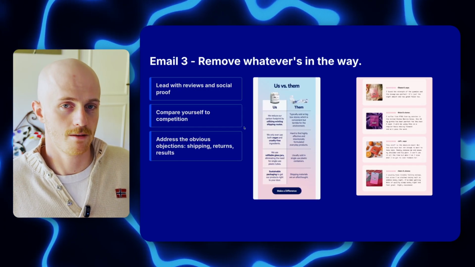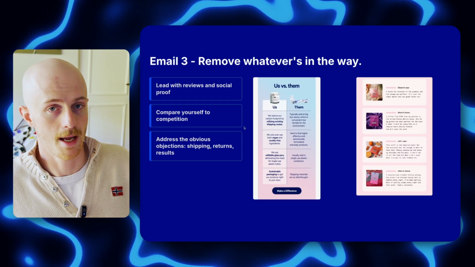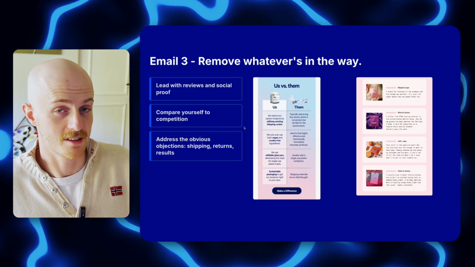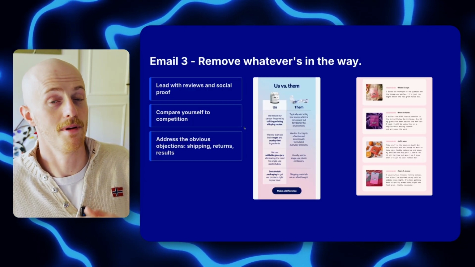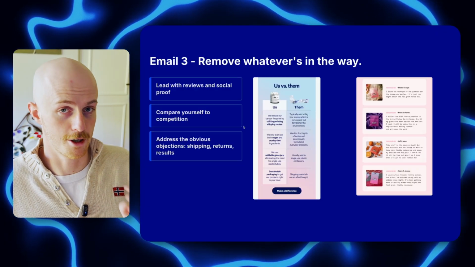And on email 3, you want to remove whatever's in their way. So there will be an objection of some sort by this point. It might be shipping cost. It might be they don't believe your product is going to do what you say it's going to do. They might be looking at competitors. It could be all sorts of things. So you want to think what the objections could be and address them in this email.